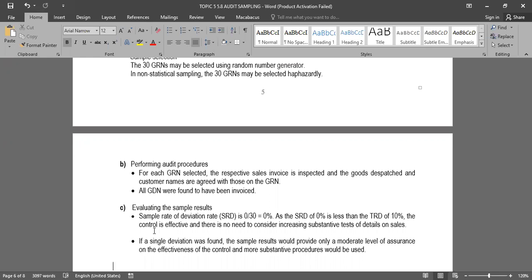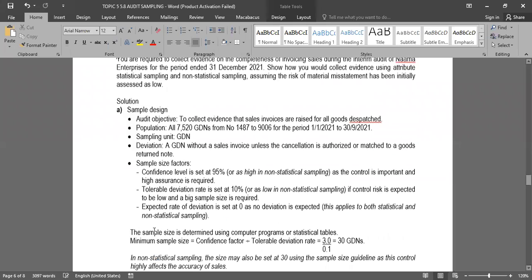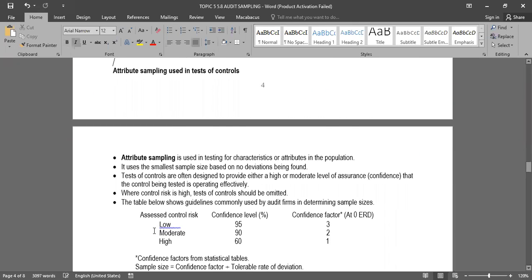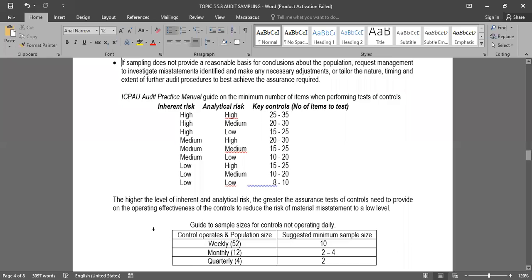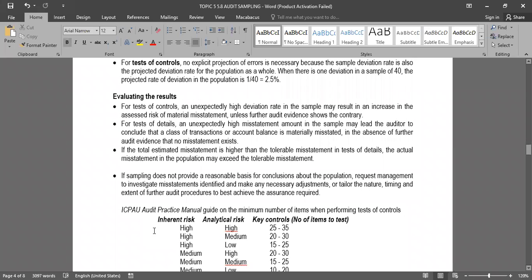As I will share shortly, maybe if I may just show you what I shared earlier regarding evaluation. It's a short thing. They'll tell you that if you're performing tests of controls, okay, just a moment.